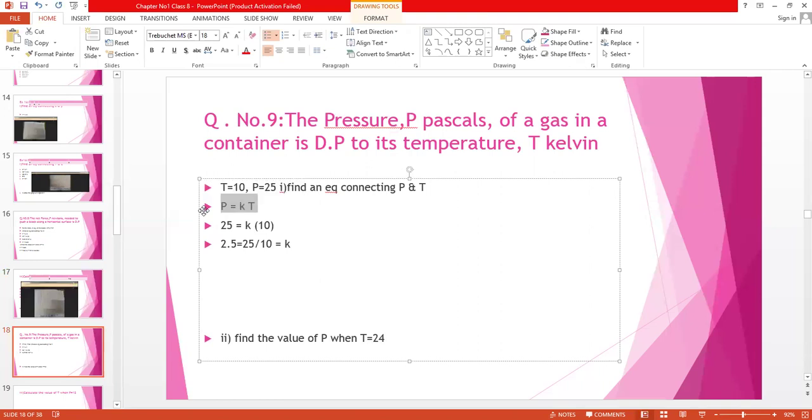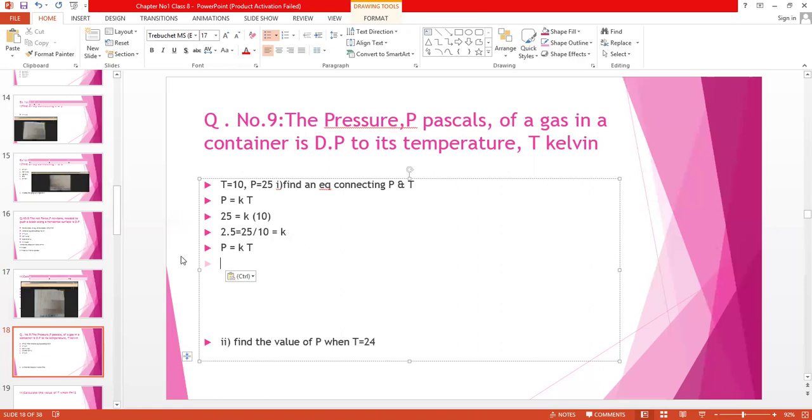So now I have to connect this equation: P is equal to KT. It means it is connected by putting in the value of K, because K is a constant that shows the change. If one variable is increasing, how much the other variable increases, that proportion depends upon the value of K. So 2.5, I have to put it here. This one is the first part. We just have to write the connecting equation.